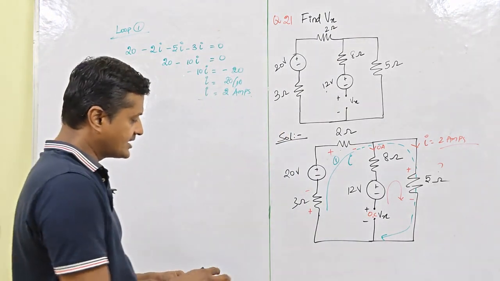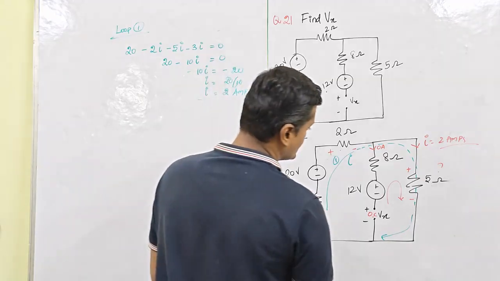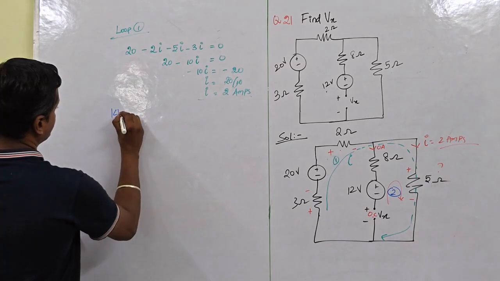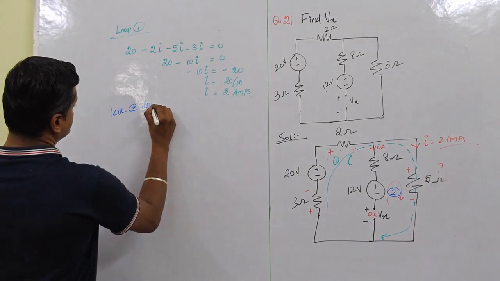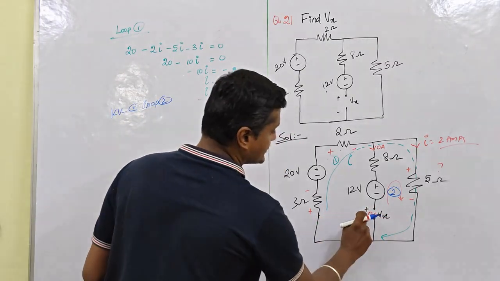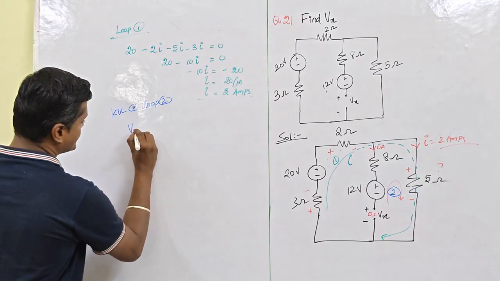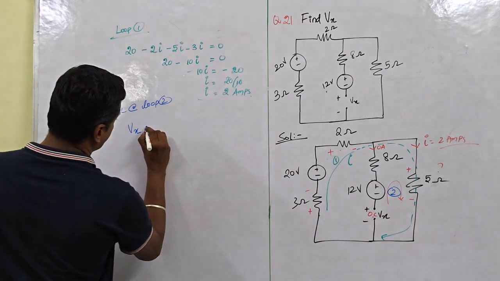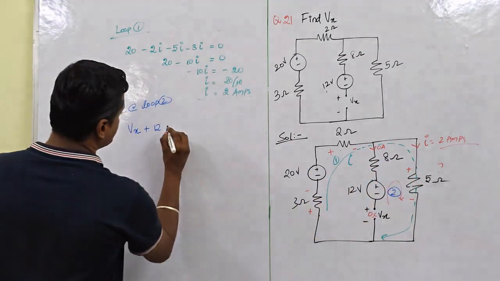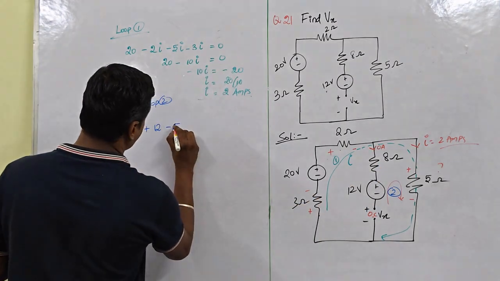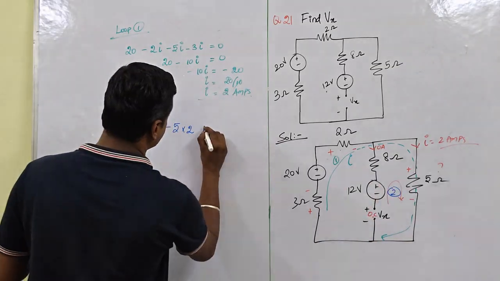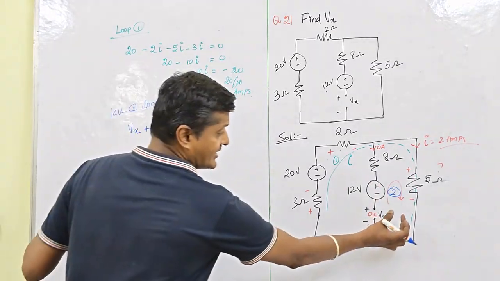Now we are applying KVL to loop 2. In the loop 2, the second loop, we are applying Kirchhoff's voltage law. KVL at loop 2. So what is the direction here? Plus. What do we have to find? We have to find Vx. So plus Vx. Plus 12. The current going through this is 0, so the voltage drop across it is 0. Next, minus. So minus 5 into 2, that is equal to 0. This is KVL at loop 2.